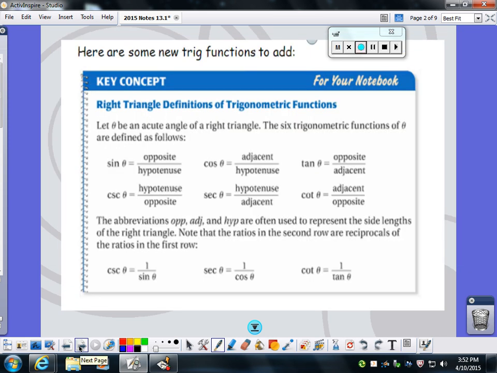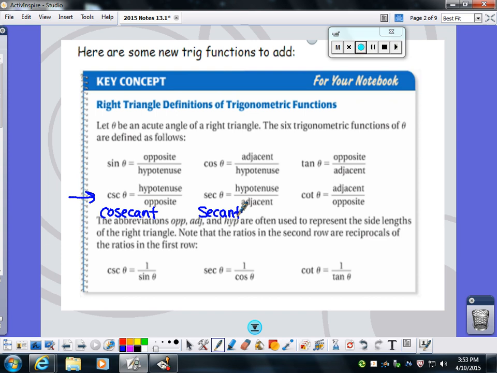All right, so here's a summary of all of our trig ratios. Now here's what's new. We're going to add 3 new trig ratios, and notice that these are reciprocals. So cosecant is the reciprocal of sine, so it's going to be hypotenuse over opposite. And secant is the reciprocal of cosine, so it's going to be hypotenuse over adjacent.